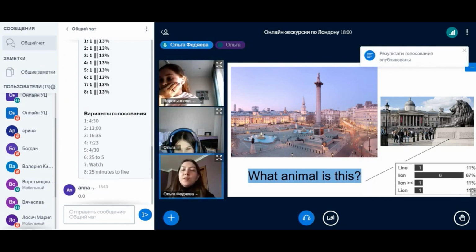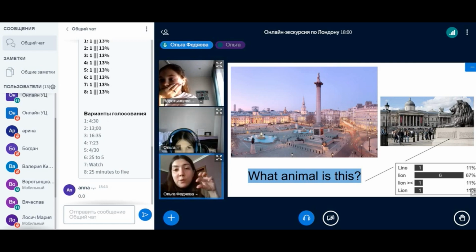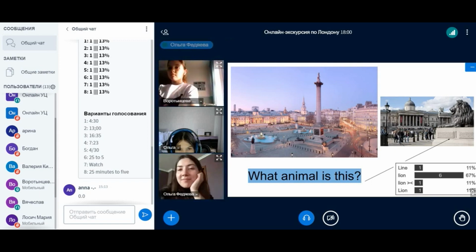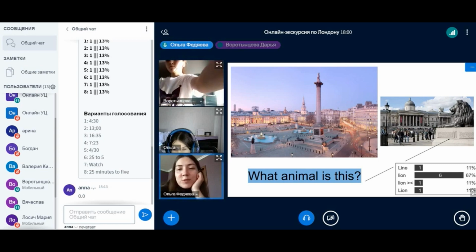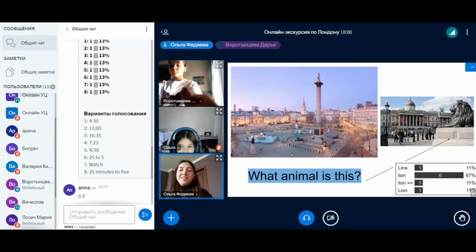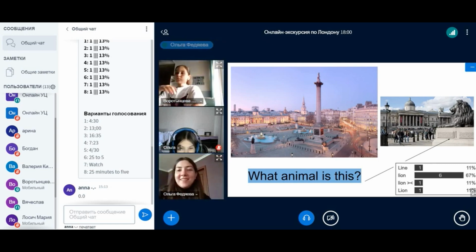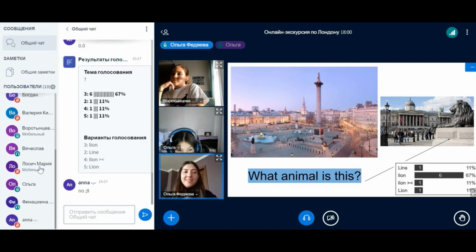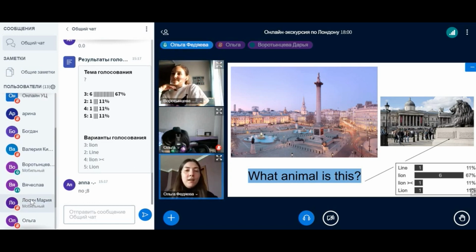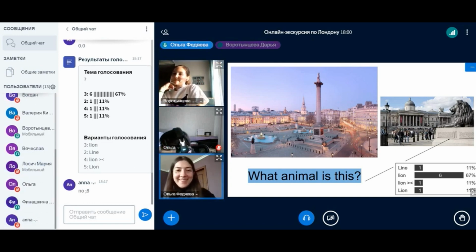Can you tell me, would you like to take a photo or a selfie with this lion? Just tell, would you like or not? Ola, do you want to take a photo with the lion? You're muted. Yes, I want. Okay, Dasha, do you want to take a selfie? Yes. Okay. Anya, why not?